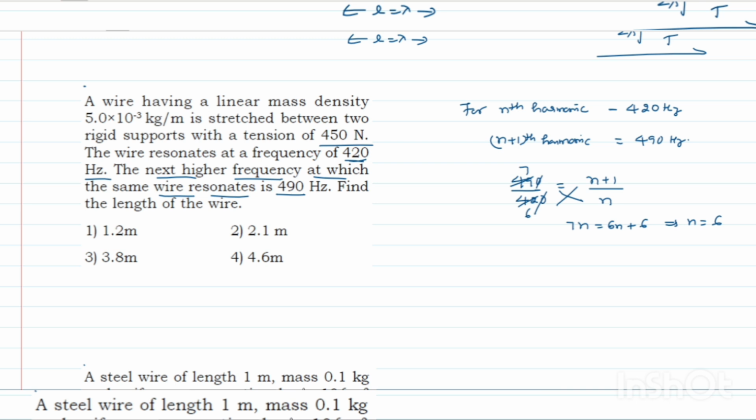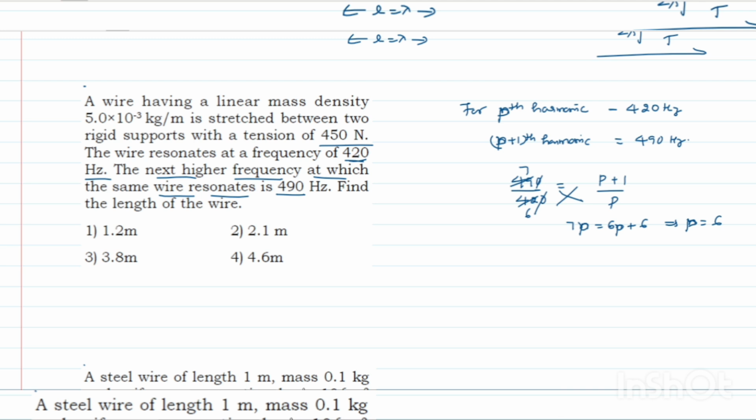Or else here we are just calculating the number of segments, so you can take this as P. This is nothing but the (P+1)th harmonic and the Pth harmonic, right? Here we will be getting the number of segments as 6.